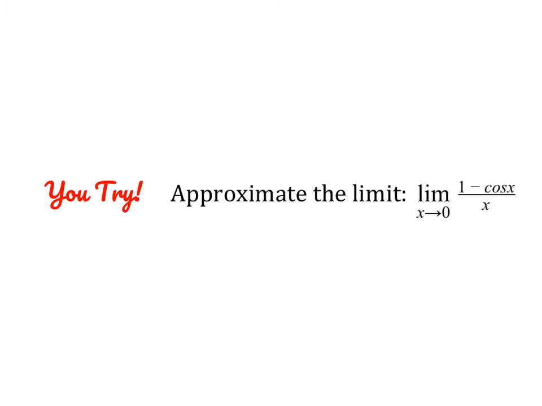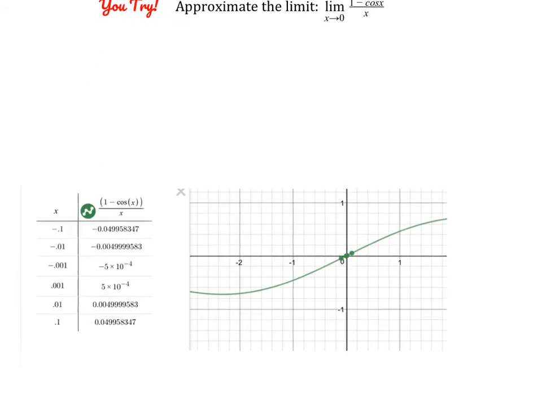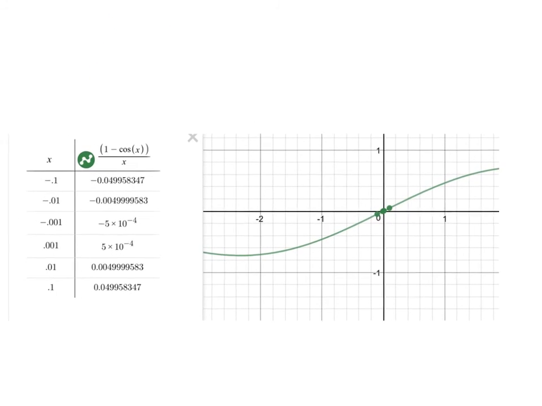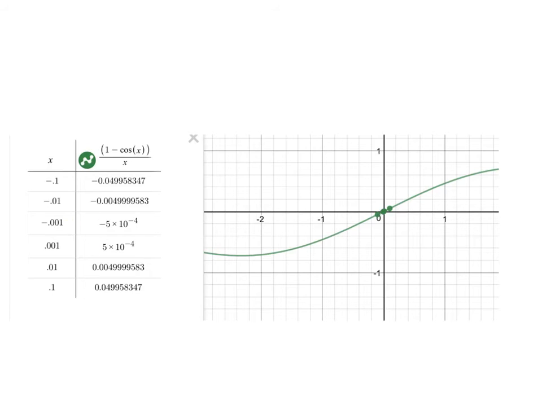All right, go ahead and pause the video and see if you can give this last one a try before we move on to a different topic. Okay, here, whether you're using a table of values or a graph, we can see that as we approach 0 from the left and from the right, our limit is 0. These numbers are actually really, really small, so small that they had to use scientific notation.